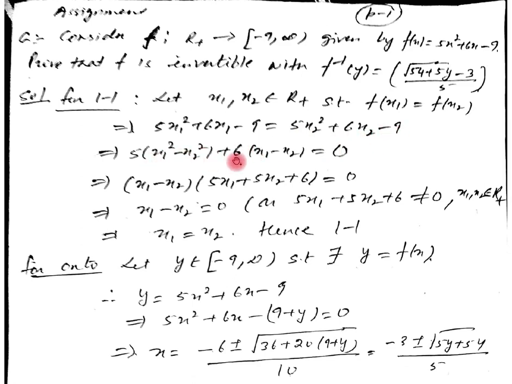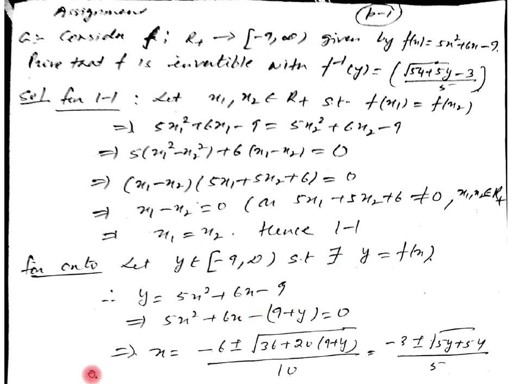Simplifying and making the factorization, we are getting this expression. Now either this should be 0 or this should be 0. Either x1 minus x2 equal to 0, but this expression can never be 0 because all these are positive numbers, and the sum of positive numbers is always positive. It cannot be 0. So therefore x1 minus x2 equal to 0. This implies x1 equal to x2. It means if the images are equal, then their elements are also equal. Therefore we can say the function is one-one.